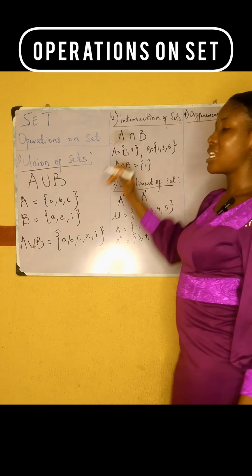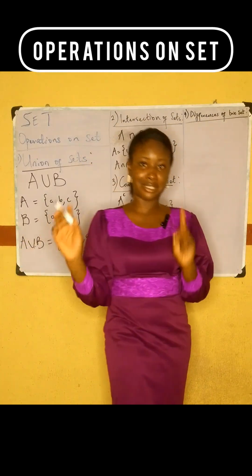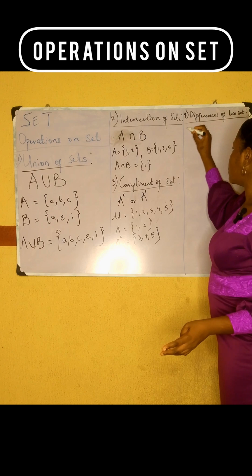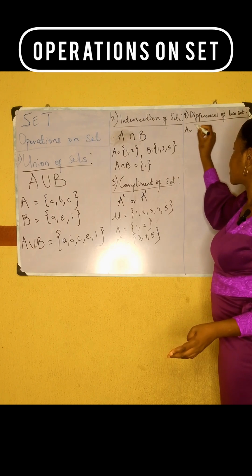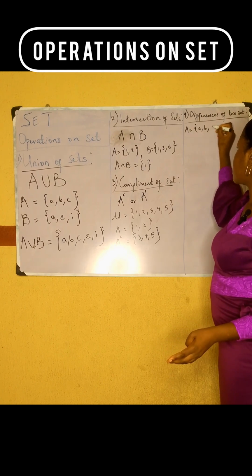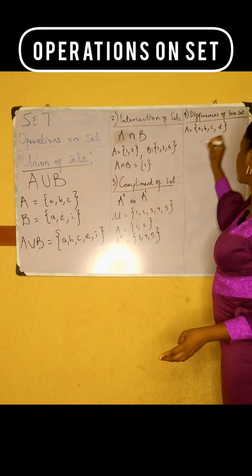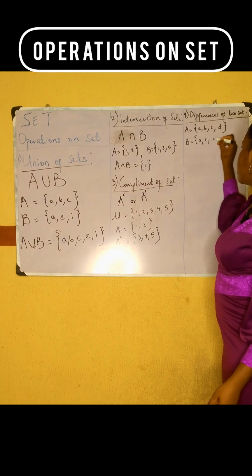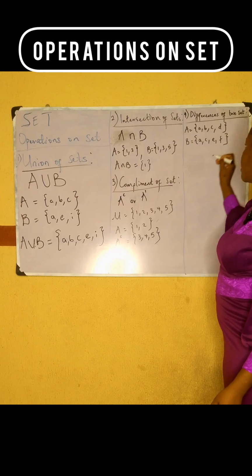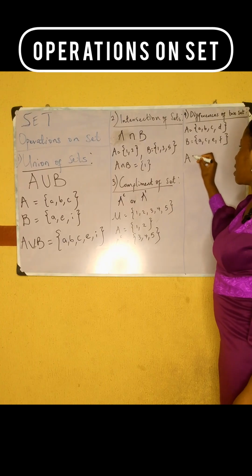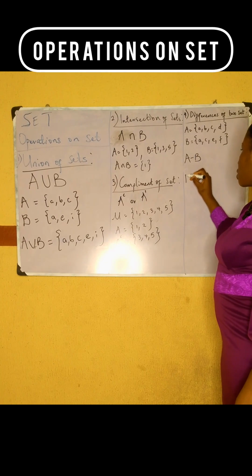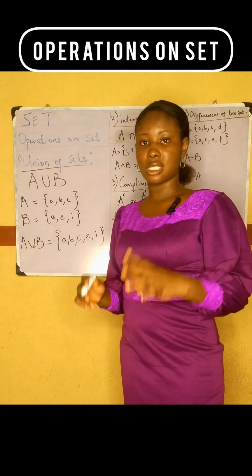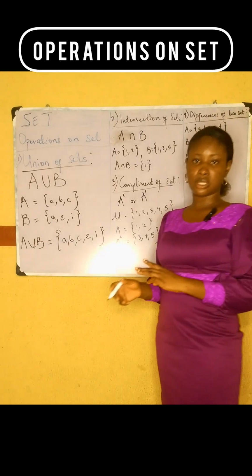Now, if we are talking about difference, we're talking about subtraction, right? So the difference of two sets can come in two ways. Let me say if A is {A, B, C, D} and B is {A, C, E, F}. Now, we can have A minus B or B minus A. The difference of two sets can come in two ways, either A minus B or B minus A.